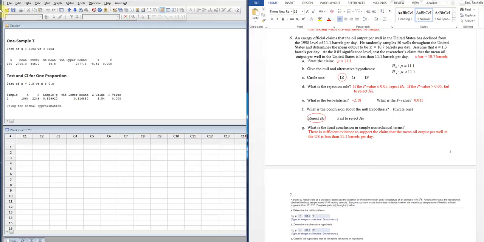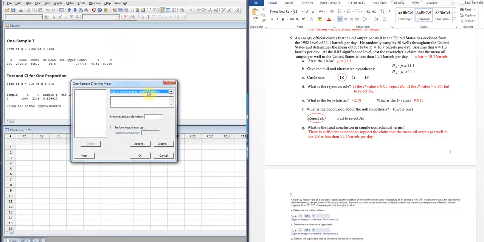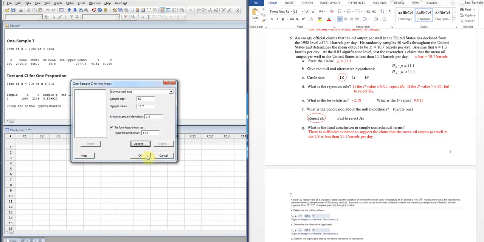So let's go ahead and shove this into Minitab. Stat, Basic Statistics, we're going to do a one sample z. I'm going to have to use summarized data because my data is not in my worksheet over here. So I'm going to go ahead and plug this in. My sample size is 50 wells, and my sample mean is 10.7, and then my known standard deviation is 1.3, and my hypothesis value is, I think this is the old one, 11.1. And then I gotta check and change my alternative to being my less than option, and we'll see what the p-value is for this sucker.